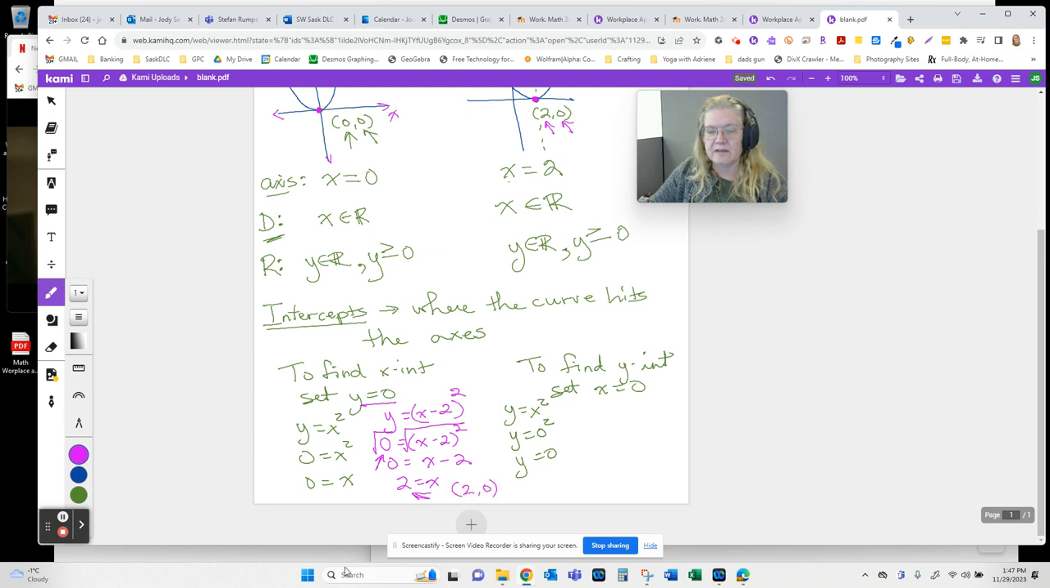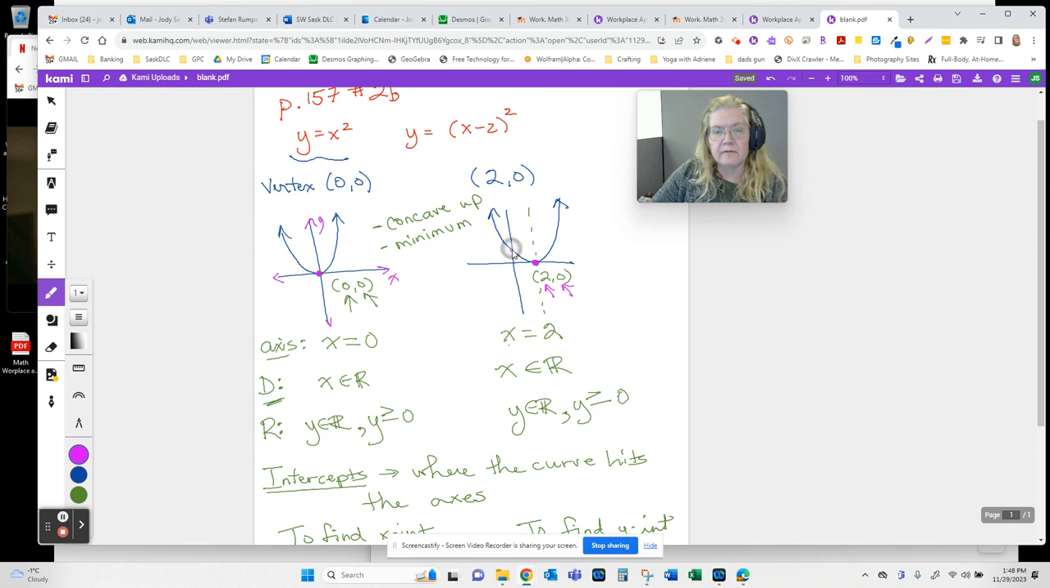So we could also write these as ordered pairs with round brackets. To find the y-intercept, we set x equal to 0. That's always easier for our parabolas. Putting 0 in here, 0 take away 2 is still negative 2. When I square it, I get 4. That tells me that when x is 0, y is 4, is the y-intercept on my curve. So this is the point 0, 4.